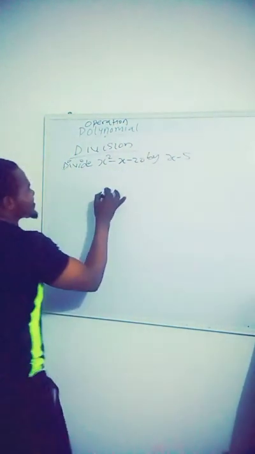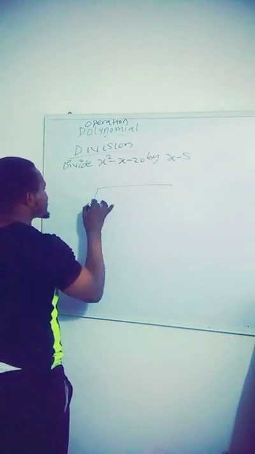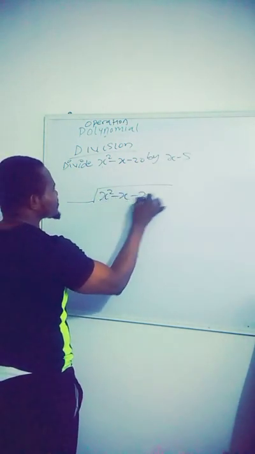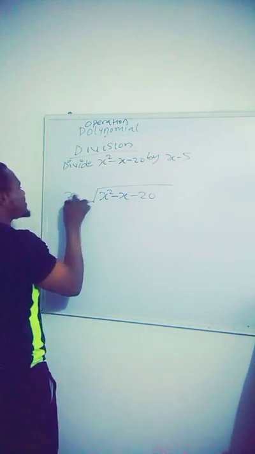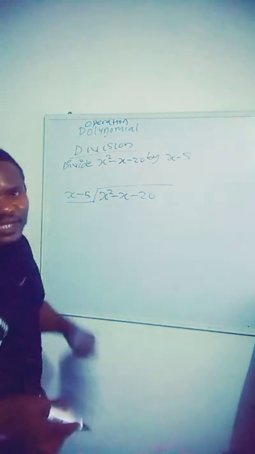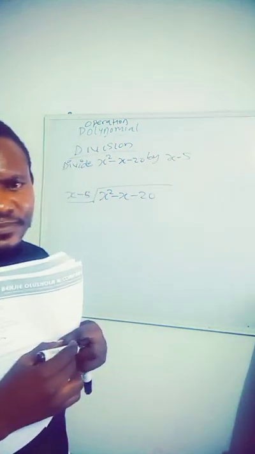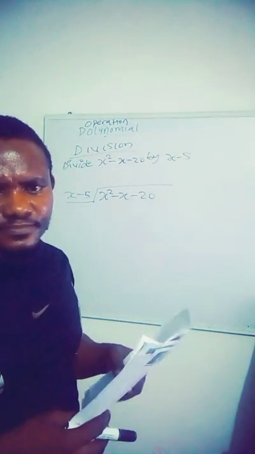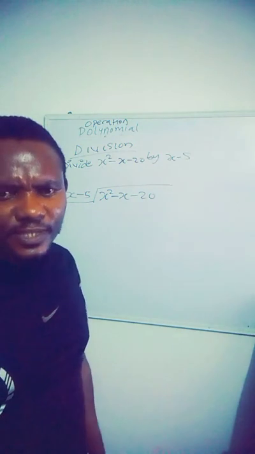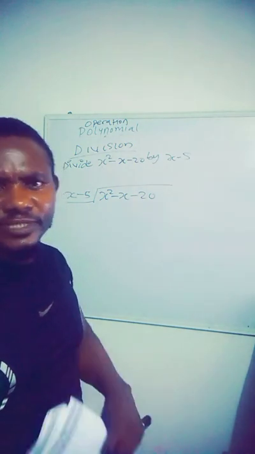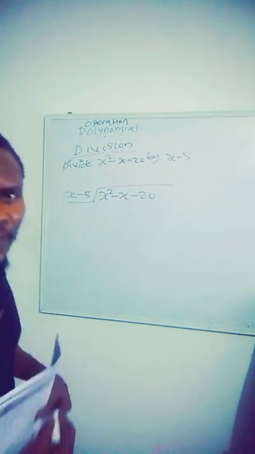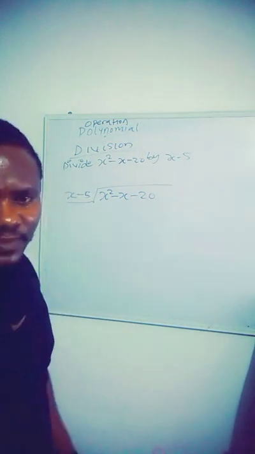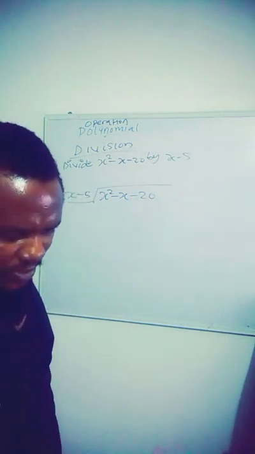So now let's do division. This is how you do the division. So you're having s squared minus s minus 20 divided by s minus 5. S minus 5. Can you see the screen? Can you see what I wrote on the board?